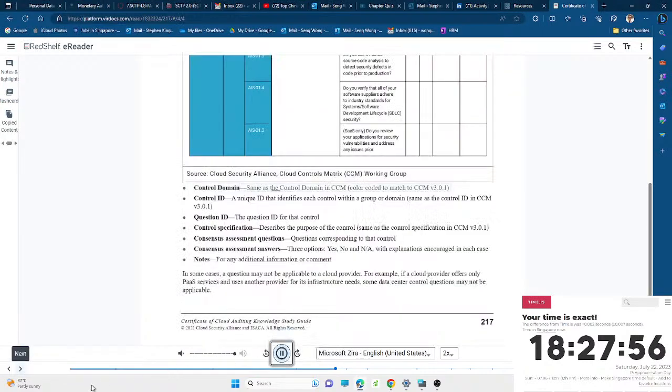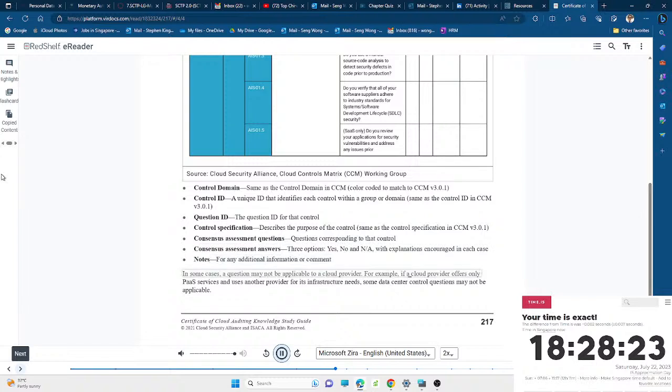Control domain: same as the control domain in CCM, color-coded to match CCM v3.0.1. Control ID: a unique ID that identifies each control within a group or domain, same as the control ID in CCM v3.0.1. Question ID: the question ID for that control. Control specification: describes the purpose of the control, same as the control specification in CCM v3.0.1. Consensus assessment questions: the questions corresponding to that control. Consensus assessment answers: three options, yes, no, and N/A, with explanations encouraged in each case. Notes: for any additional information or comment. In some cases, a question may not be applicable to a cloud provider.